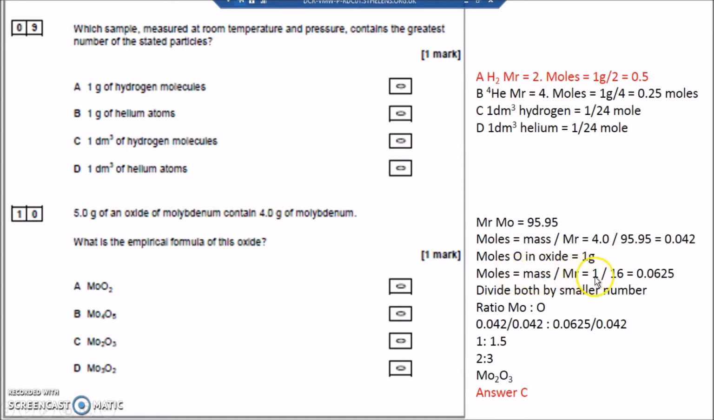Moles is mass divided by MR. 1 divided by the mass of an oxygen atom, which is 16, is 0.0625. So that's my ratio of molybdenum to oxygen. Divide by the small number, 0.042. I've got 1 molybdenum to a ratio of 0.0625 divided by 0.042, which is 1.5 oxygen, so 2 to 3, Mo2O3, answer C.